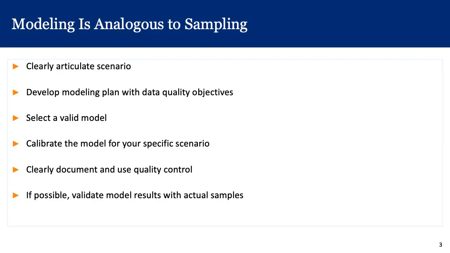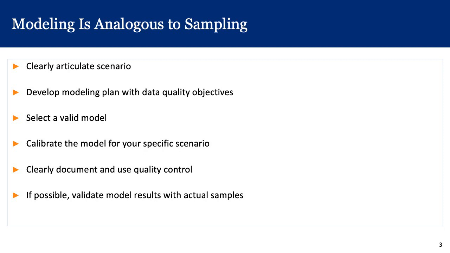So one of the key things I want to start out by pointing out is that when we utilize computer modeling, there's a lot of analogies to the approach when we actually conduct environmental sampling and monitoring. Computer models do require a clearly articulated scenario that is also documented, but there also has to be a modeling plan with data quality objectives. Just like when we go out and collect environmental samples, we have to have data quality objectives. We need the same data quality objectives when we're utilizing computer models. And those data quality objectives should be clearly listed and noted in our modeling plan.